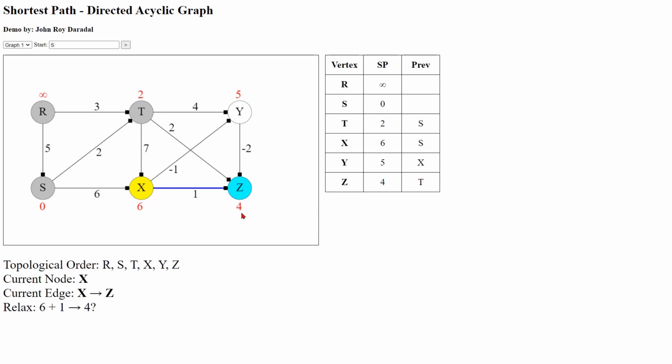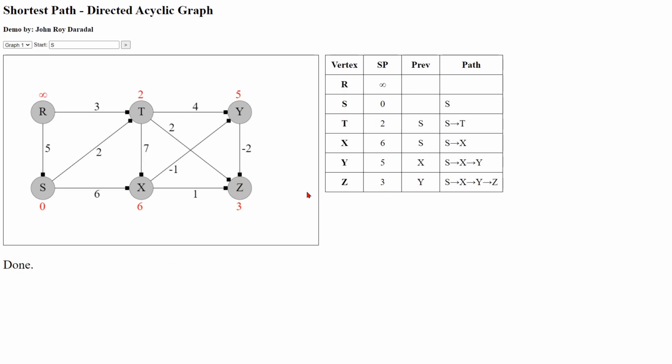Well, it's not, so we'll just keep it as is. After x, we'll process y, and it only has one edge. So 5 plus negative 2, is that better than 4? Well, 5 minus 2 is 3, and that is indeed better than 4. So we can update z to become 3 and previous of y. Okay, right here. And then for z, since this is the sink vertex, there are no more edges. So we'll stop here and we are done.